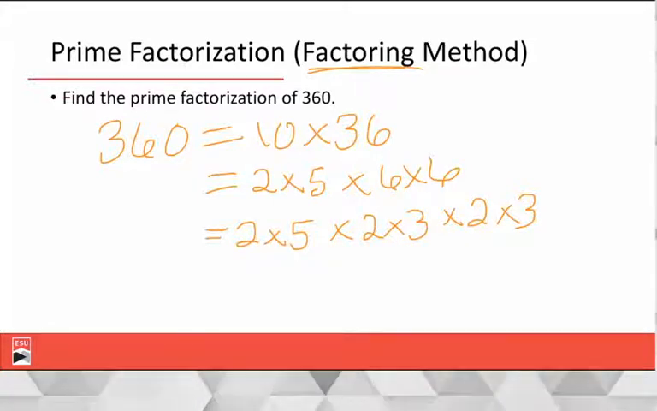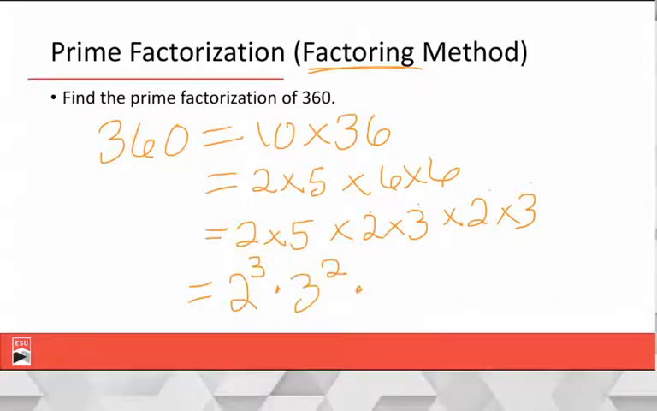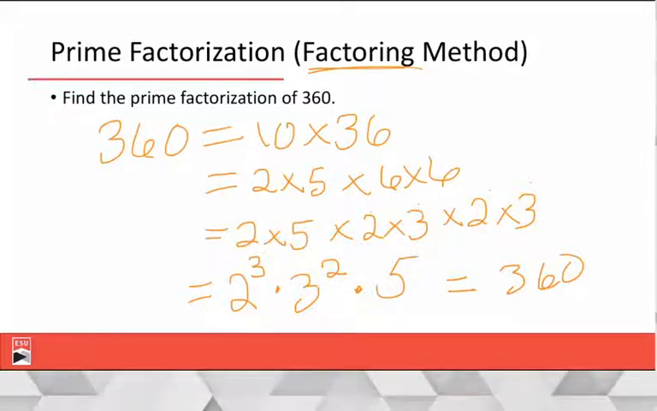And we'll rewrite this in exponential form. 2, we have 1, 2, 3 of them. 2 cubed times, we have 2 3's, 3 squared, times 5. And if that's the prime factorization, we should be able to go 2 times 2 times 2 times 3 times 3 times 5, and whew, that is in fact 360. And so we call this the factoring method because we just keep breaking the numbers down into their factors.